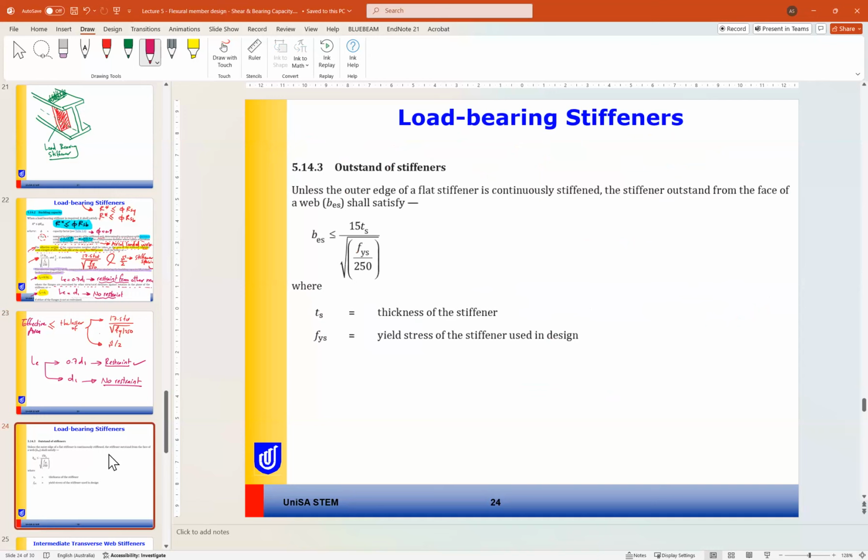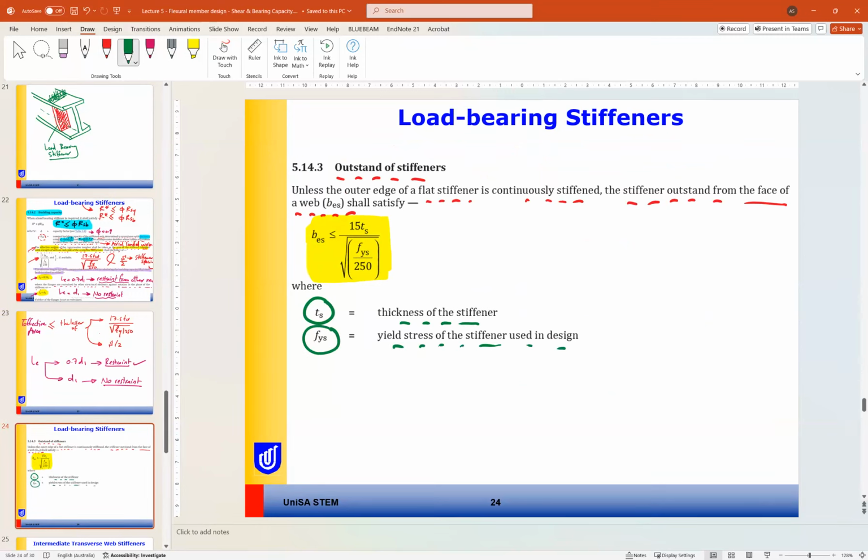Okay, the last parameter of the design is the width of the stiffener, or the outstand of a stiffener. Unless the outer edge of a flat stiffener is continuously stiffened, the stiffener outstand from the face of the web shall satisfy the following: b_es ≤ 15 t_s divided by the square root of f_ys over 250, where t_s is the thickness of the stiffener, and f_ys is the yield strength of the stiffener.